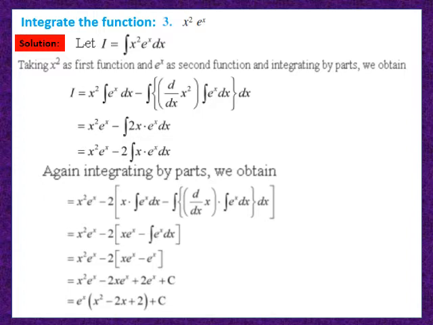So after simplification we are getting our final integral as e power x into x square minus 2x plus 2, plus constant of integration c. Clear? Don't forget this c. Pause and note down the solution.